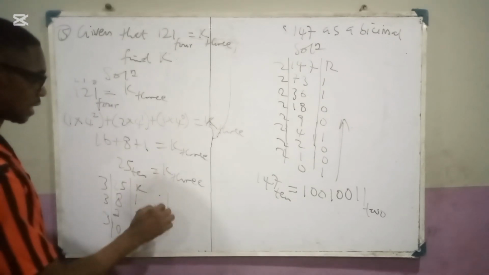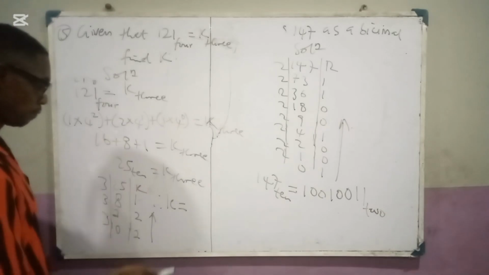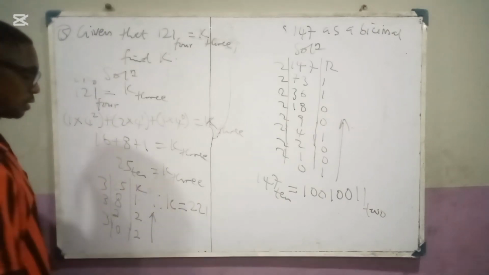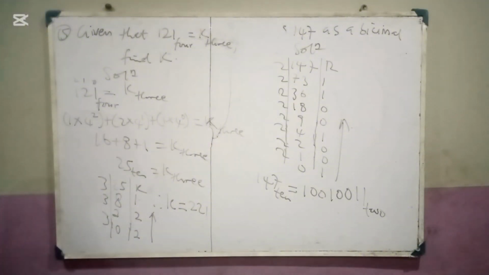Therefore, I can say that k is equal to, arranging it this way, 2, 2, 1. Because this is in base 3 now, and k is in base 3. Therefore, k is equal to 221.